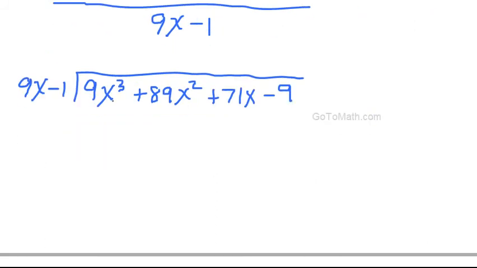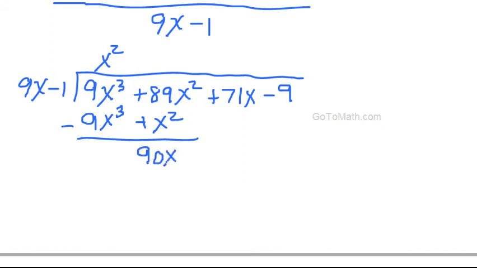So we have 9x goes into 9x cubed, and what are we going to be left with? An x squared, looks like. So x squared times 9x is 9x cubed. Then x squared times this 1, negative 1, however you want to look at that. Okay, so we make that a minus, that a plus, and that's going to be 90x squared. Let's go ahead and drop down everything else.